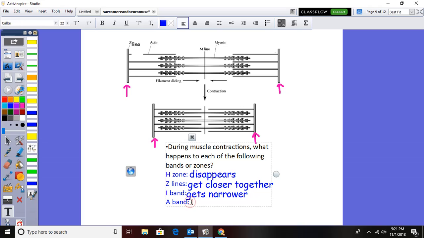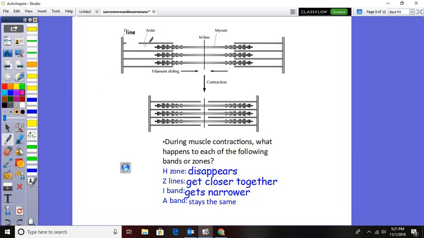And then the A band, let me put a text box in. The A band is going to stay the same. Let's look at that in this picture. Your A band, let me get my pen there. There's your A band. There's your A band. It's the length of the myosin. It doesn't change from the relaxed muscle to the contracted muscle.